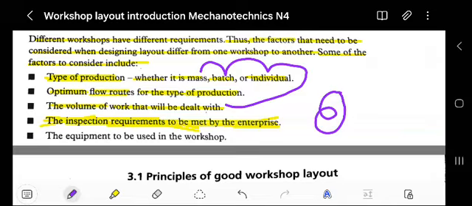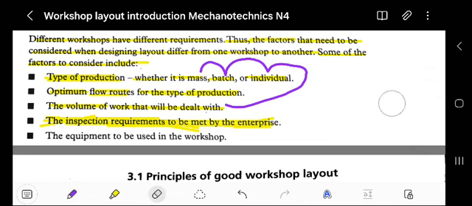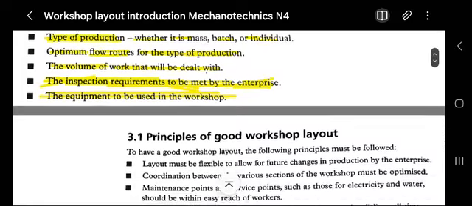Let's say now you're selling cars. How many people will love this type of car? How many people love diesel cars, petrol cars, electric cars? You check the factor, it is influenced by the region, right? So here again we have the requirement of the equipment to be used in the workshop. You have to buy those things. You check what is needed there.